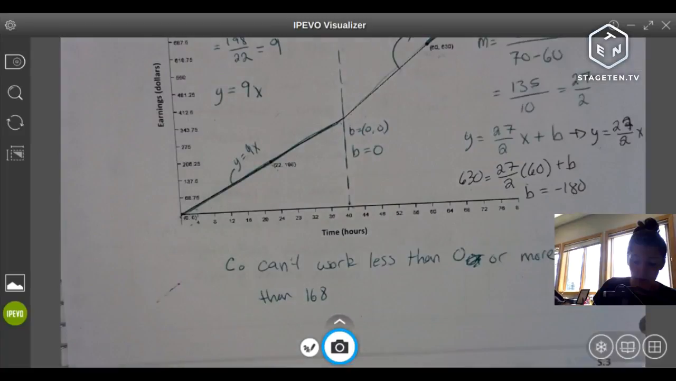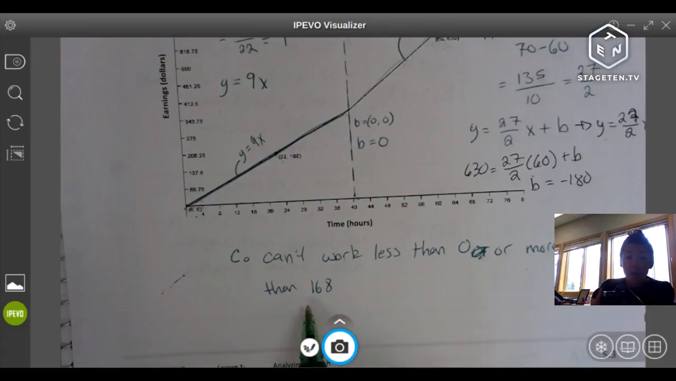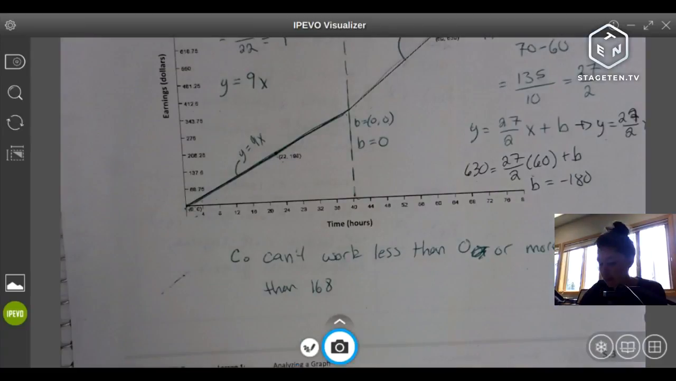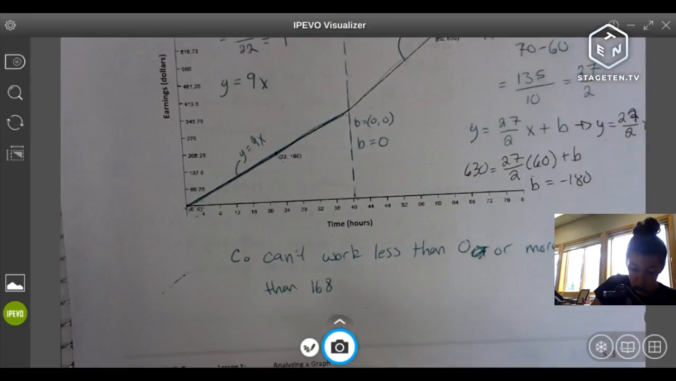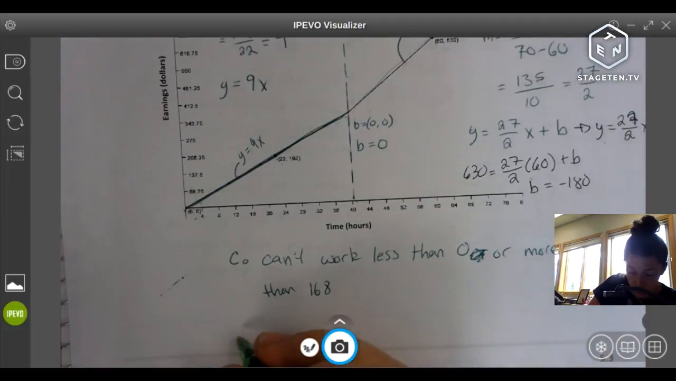Explain the domain in context of the problem. Oh, another thing that could restrict the hours is maybe the company says, you know, it doesn't tell you this, but if the company said you can't work more than 80 hours a week, that would be a restriction. So the domain would be 0 to 80. All right, so explain the domain in context of this problem. We just did.